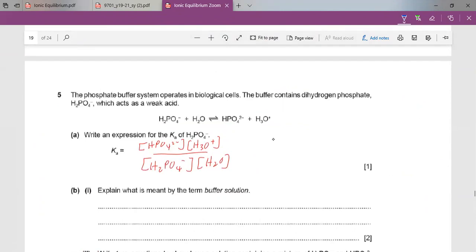The phosphate buffer operates in biological system cells. Why? Because the bones contain phosphate, and your body contains carbon dioxide. So these are the two very important ones: your HCO3 minus and your phosphates, H2PO4 minus. Also your amino acids. Your body has a lot of systems that can act as a buffer because your blood must have a certain range, I think 7 point something. You go beyond that, you die, because as I said, the proteins get denatured under very acid or very alkaline conditions.